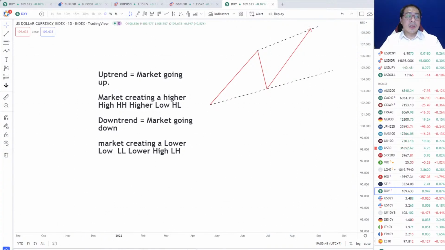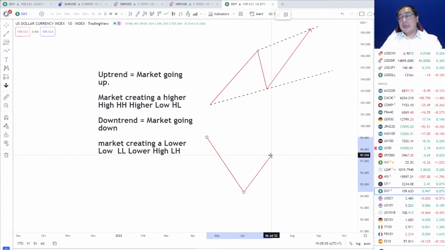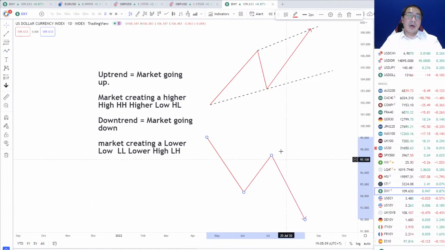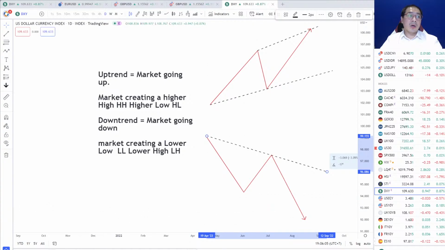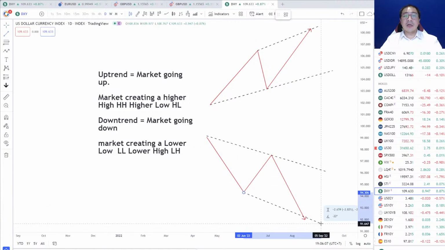Okay, so if you have a market that does the opposite, market goes down, it pulls back, but it didn't create a new high. Instead, it starts creating a lower high, and then it starts creating a lower low. Then this is what we are going to classify as a classic downtrend.